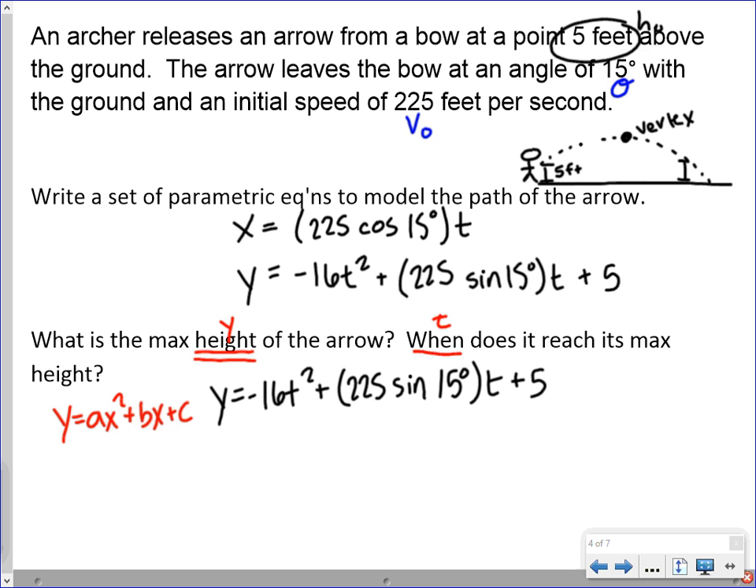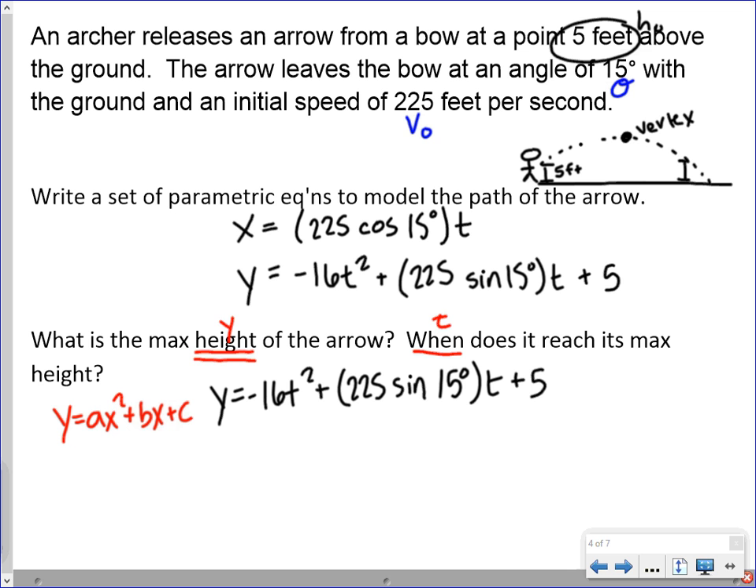Ideas? Oh, yeah, we could complete the square. Do you think that's easy to do with a b value of 225 sine 15? Probably not. So we're going to go back to completing the square when we do our next chapter, chapter 10a, with conic sections. We're going to do that a lot.